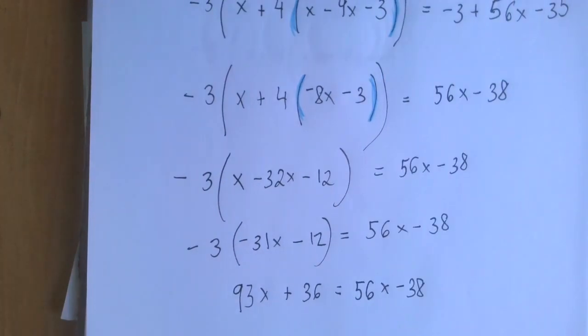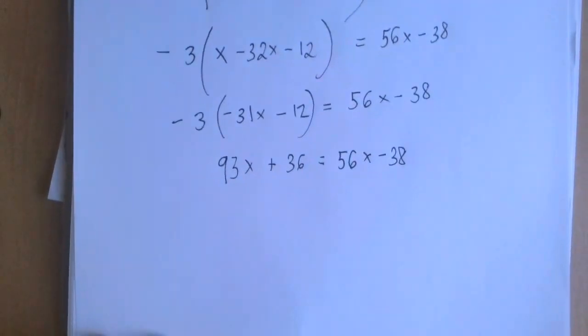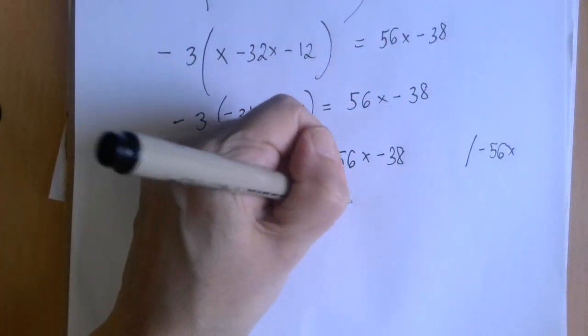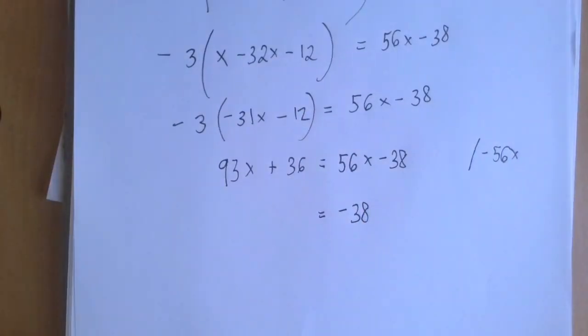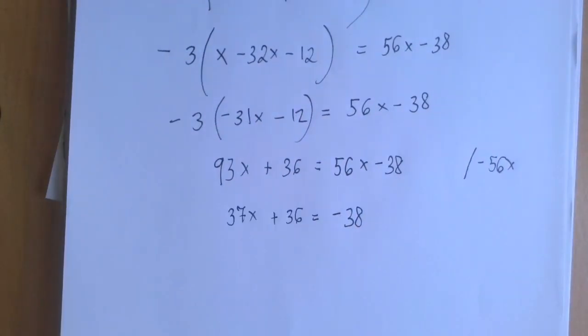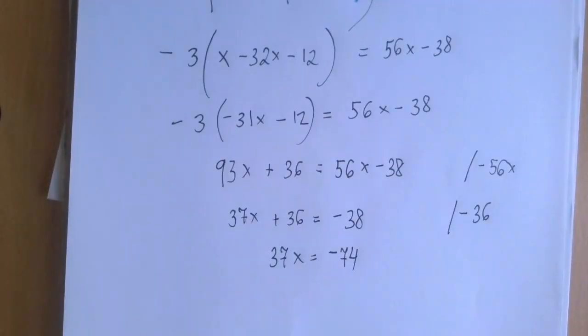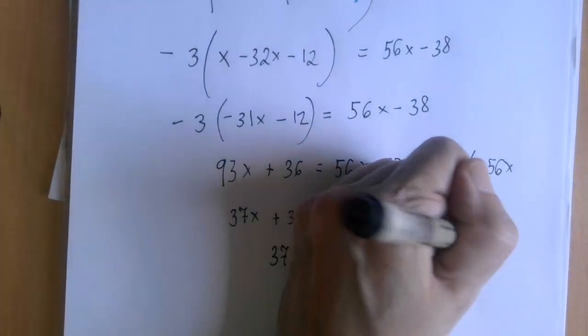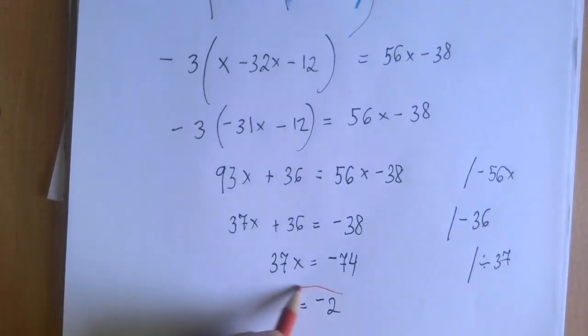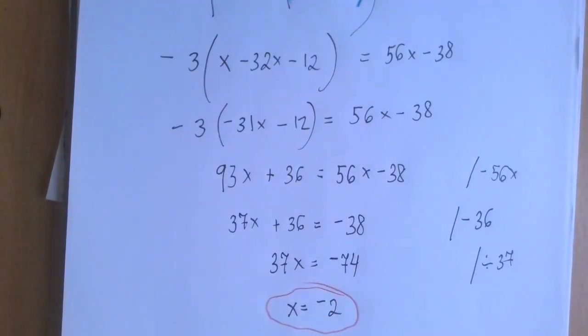We're not going to generate extra negative signs if we subtract the lesser one. So we're going to subtract 56x from both sides. That way, on the right-hand side, we just have negative 38. 93 minus 56 is 37. So we have 37x plus 36 equals negative 38. We're going to subtract 36 from both sides. And now we're going to divide by 37. So it looks like x is negative 2.